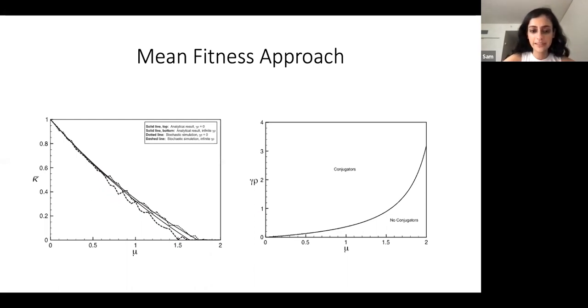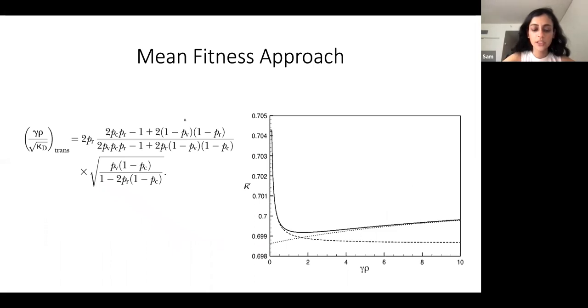Next slide, please. So finally, we arrive at this equation, and the solid line is the numerically solved version of this equation. And the dotted line is, I think, the one where the KD is constant, and the dashed line is when the gamma rho is constant. And this final solution just shows the overlap between the two regimes.